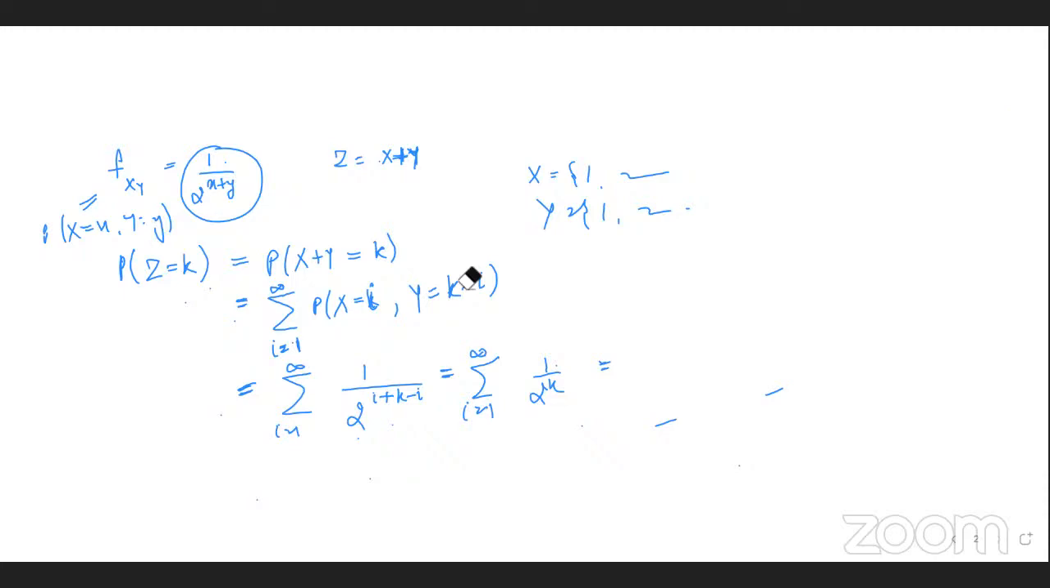From this method it is not coming. I solved it from this end. Since it is given to be a valid PMF, it will always come out to be 1. Ma'am, we shouldn't have k minus 1 here, because after that, i equals 1 to k minus 1, it should be the summation, because x plus y cannot exceed k, right? Yes, x plus y cannot exceed k.